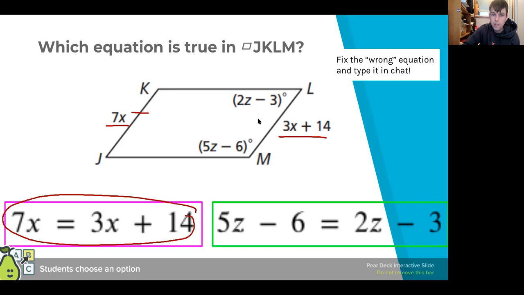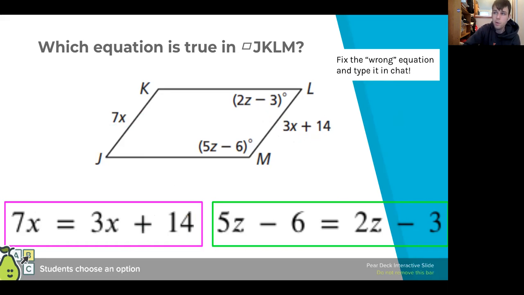The opposite sides are congruent, so these two things are equal. This one is not true, or at least not necessarily true. It could be. I mean, if all we know is that it's a parallelogram and we don't trust the picture too much, this could be true in one specific case, but in general, it's not. These two angles are actually supplementary because they are consecutive angles. So they should actually add together to equal 180. That should be the correction for this one.